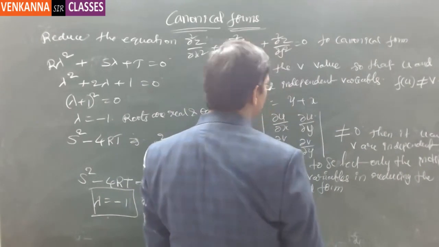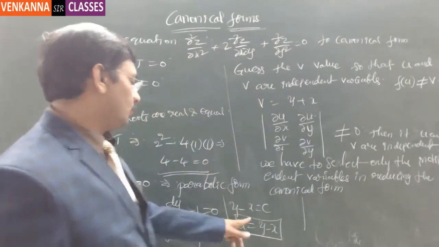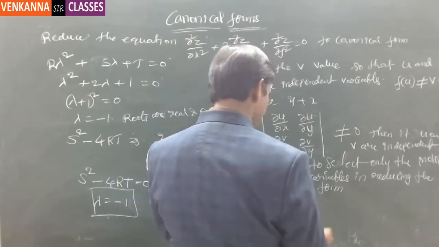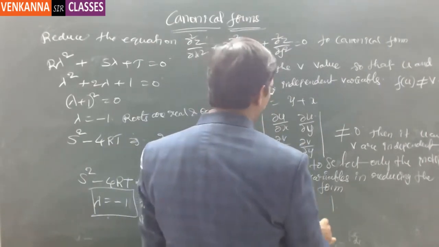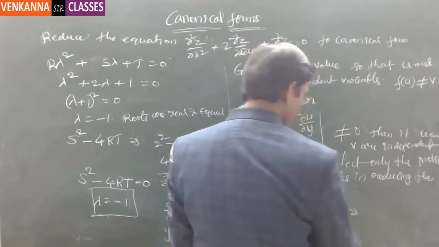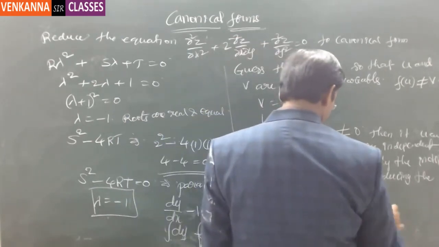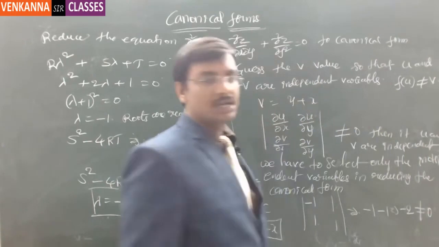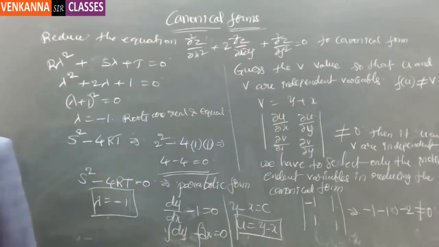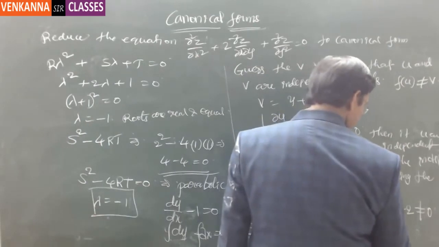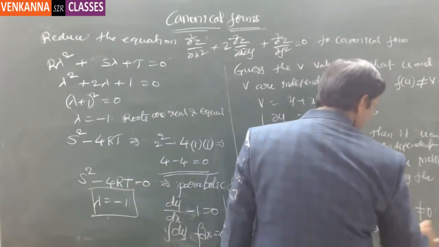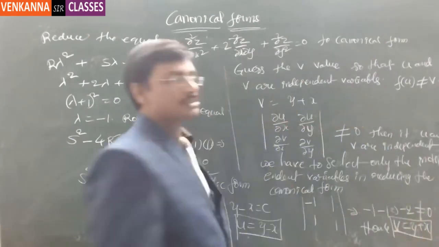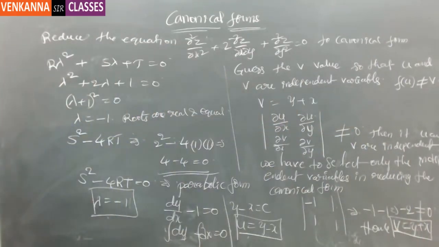Now in this case, if you find out the Jacobian, dou u by dou x is minus 1, dou u by dou y is plus 1, dou v by dou x is 1, and dou v by dou y is 1. Now this is AD minus BC, that is minus 1 minus 1. So this is minus 2, which is not equal to 0. Hence, you can select V as y plus x. Got it? Not equal to 0. Hence, V is equal to y plus x. Now once you bring this V value, then the procedure is again the same. You need to repeat the procedure. Got it? Understood or not?